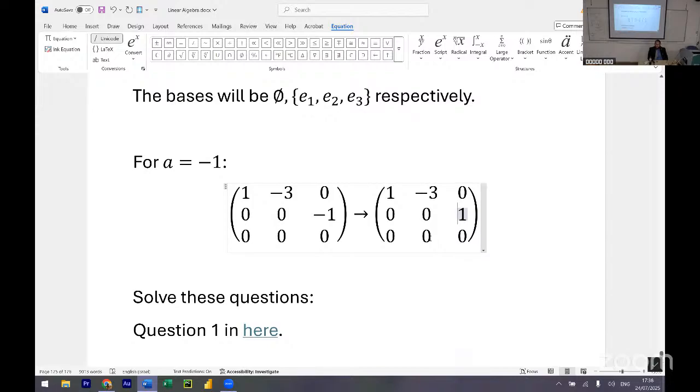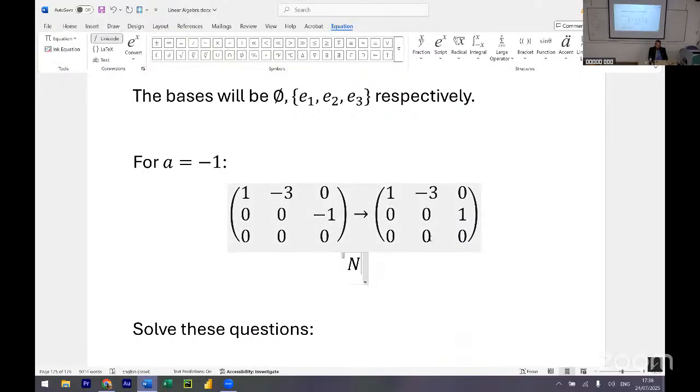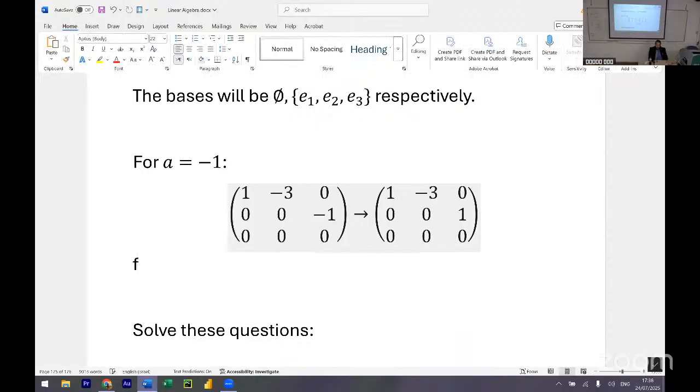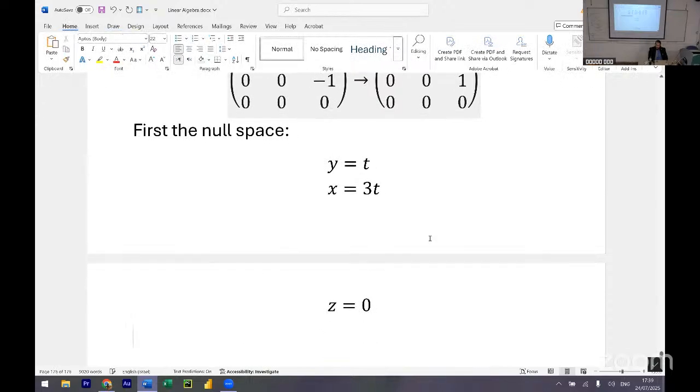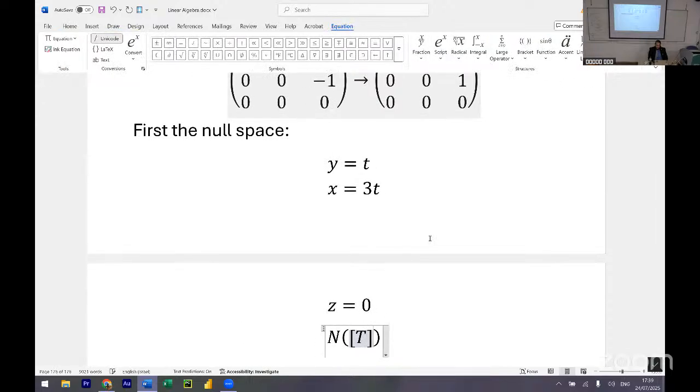And now, what can I say about the image and the kernel? We'll talk first about the null space and the column space. So the null space: y is t, then x is 3t, z is 0. So the null space of the representing matrix is the span of (3, 1, 0).